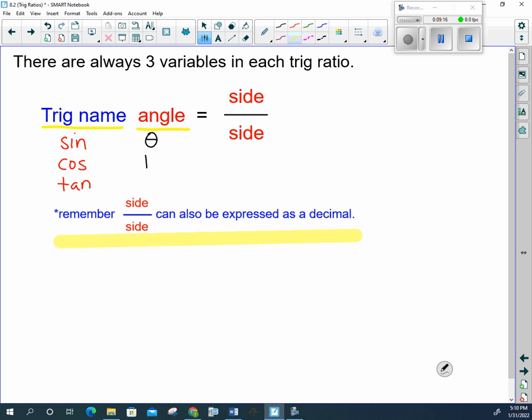I could use a capital letter, cosine B. I could actually even put a value. I could say 72 degrees. Something in that spot has to represent the angle.